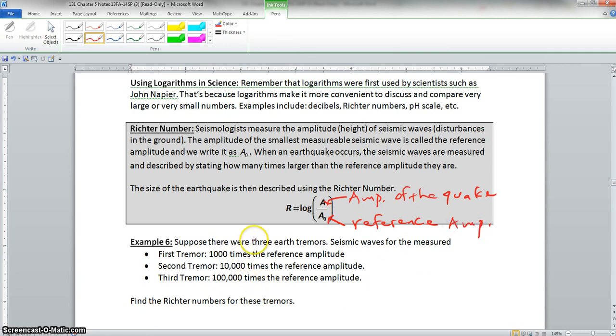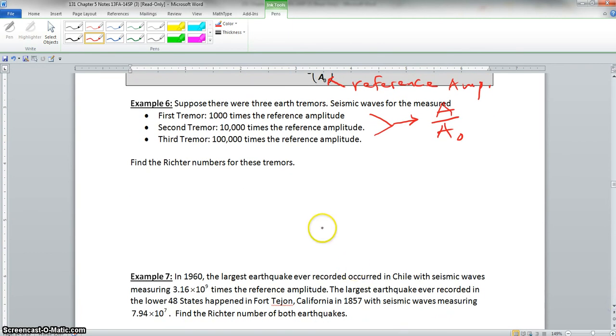Now, it says here, example 6, suppose there were three earth tremors, seismic waves were measured. The first tremor is 1,000 times the reference amplitude. The second tremor, 10,000 times the reference amplitude. And the third tremor, 100,000 times the reference amplitude, giving us A over A of 0. Now, it says find the Richter numbers for these tremors. So now we have to go through.